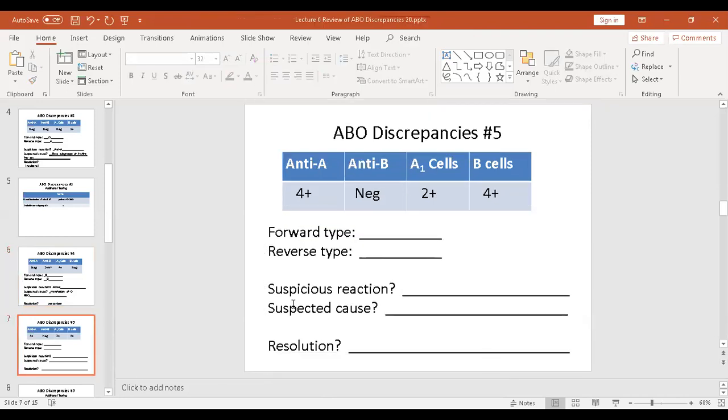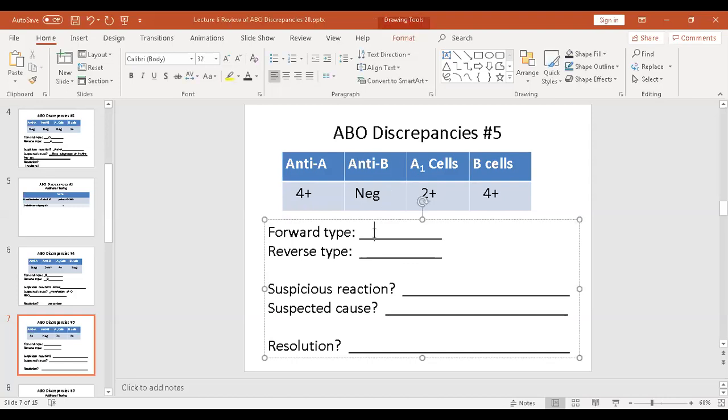Okay, we're going to move on to number 5. So once again, we're going to look at our forward typing. This one's very clear cut. We have very strong reaction with anti-A and no reaction with anti-B. So what do you guys think?